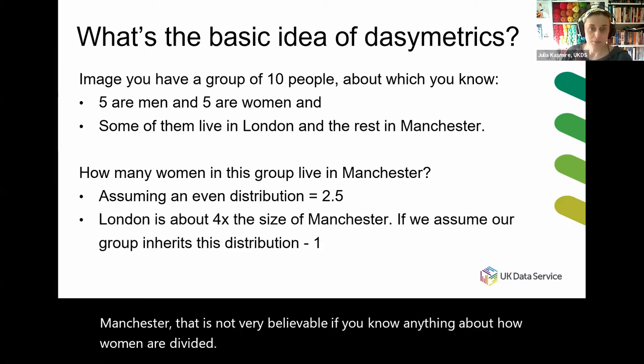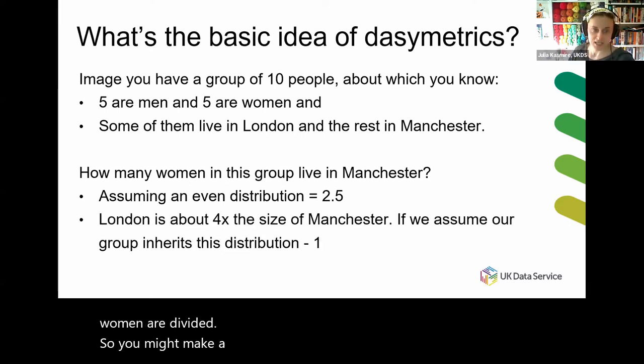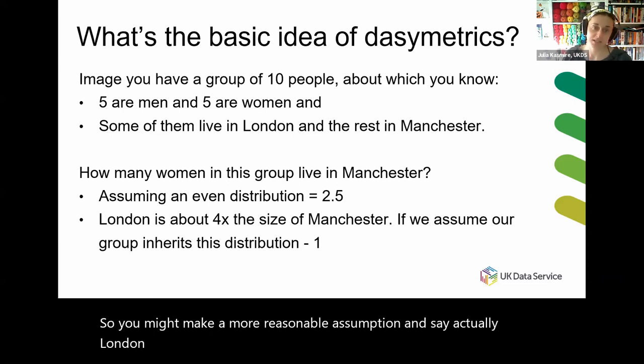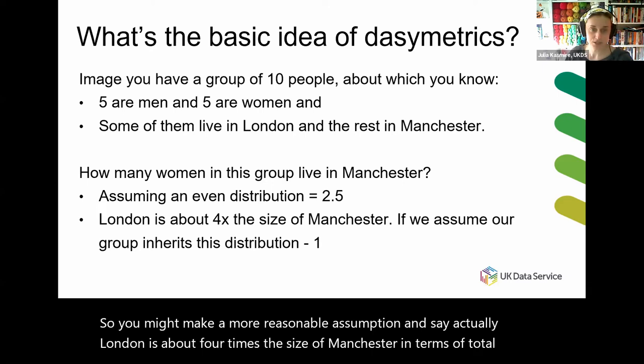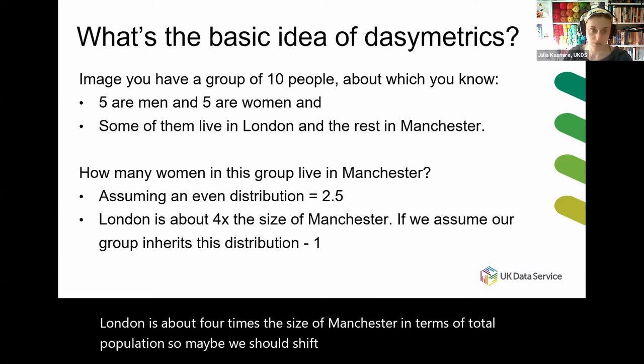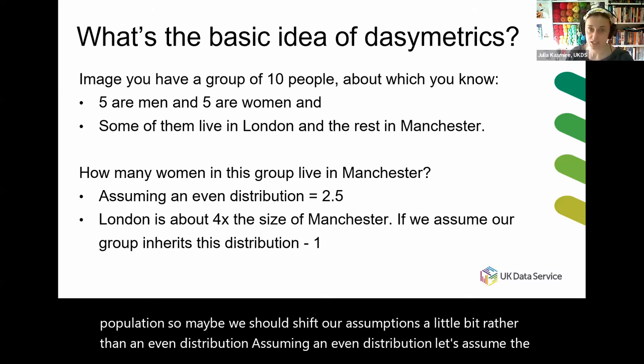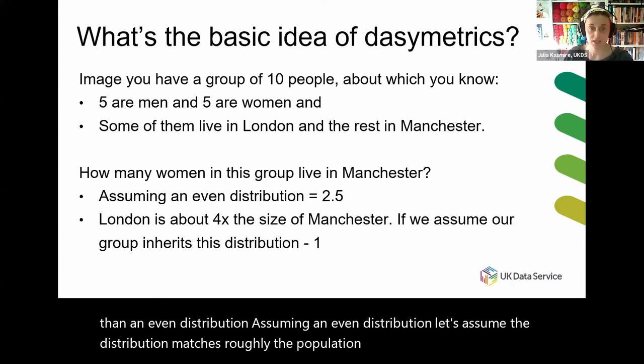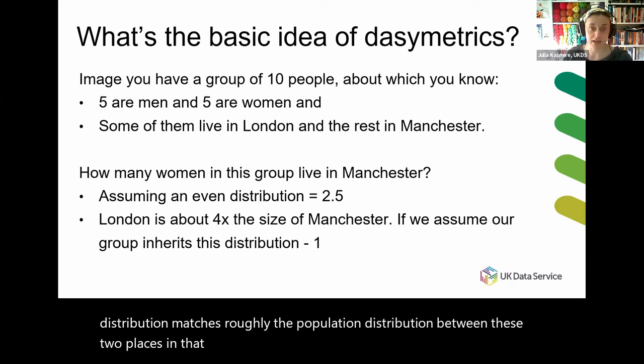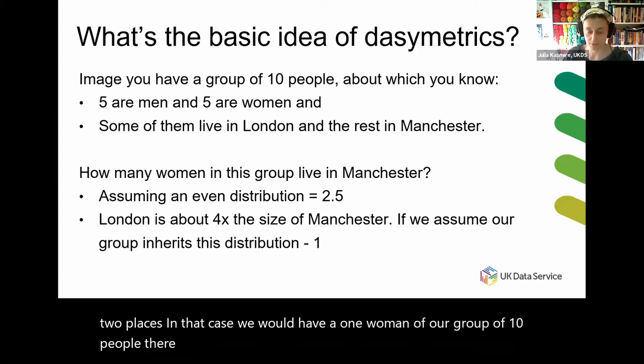So you might make a more reasonable assumption and say, actually, London is about 4 times the size of Manchester in terms of total population. So maybe we should shift our assumptions a little bit. Rather than assuming an even distribution, let's assume the distribution matches roughly the population distribution between these two places. In that case, there's likely to be one woman of our group of 10 people living in Manchester.